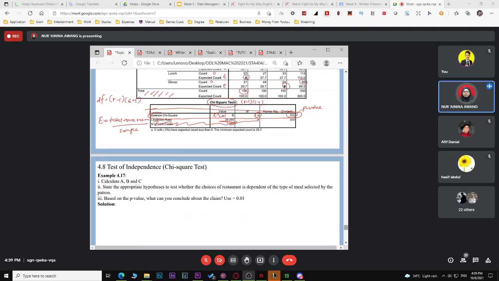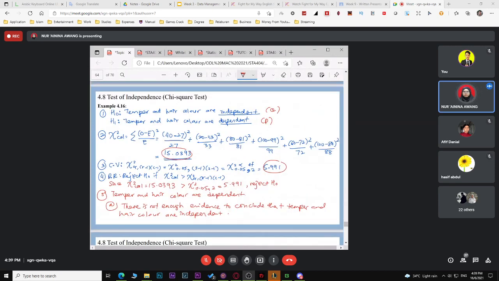Then the question asks you to calculate the values for A, B, and C. A and B are the values for your expected frequency, so you need to use this formula. While C is your chi-square calculated, so you need to find it using this formula.